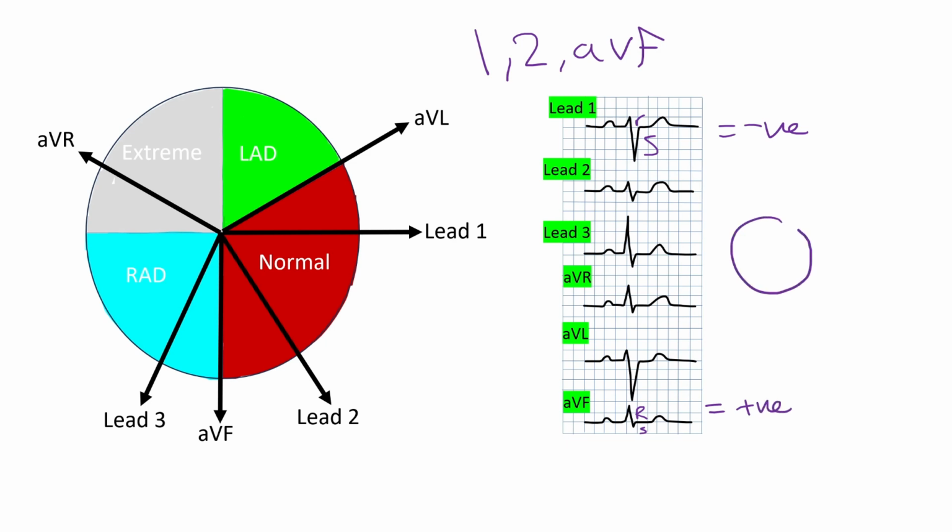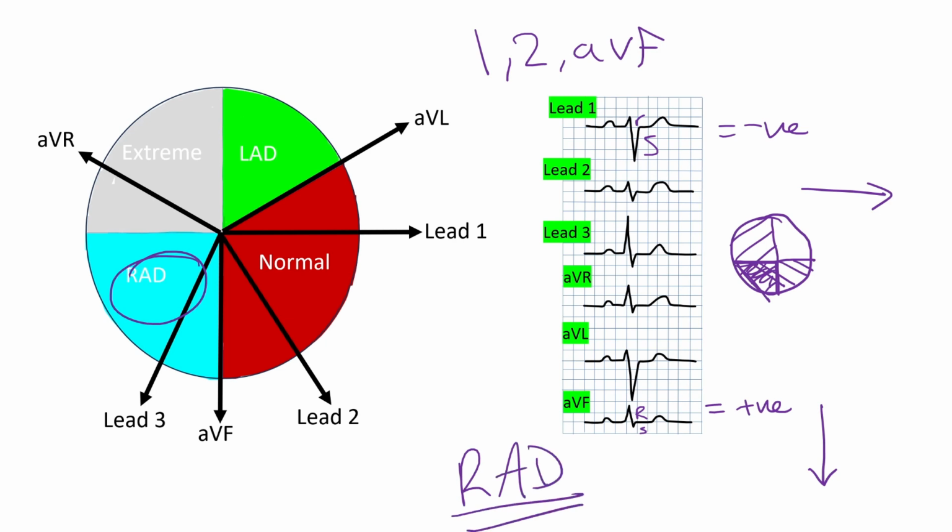Now let's draw our circle. Remember, lead 1 points this way, so we're going to shade the opposite side since it's negative. AVF is positive. AVF generally points downwards, so therefore we're going to shade the same half. So we're going to shade this half. If we have a look, the overlap is this quadrant here, and this matches with the right axis deviation range, so therefore this ECG has right axis deviation.